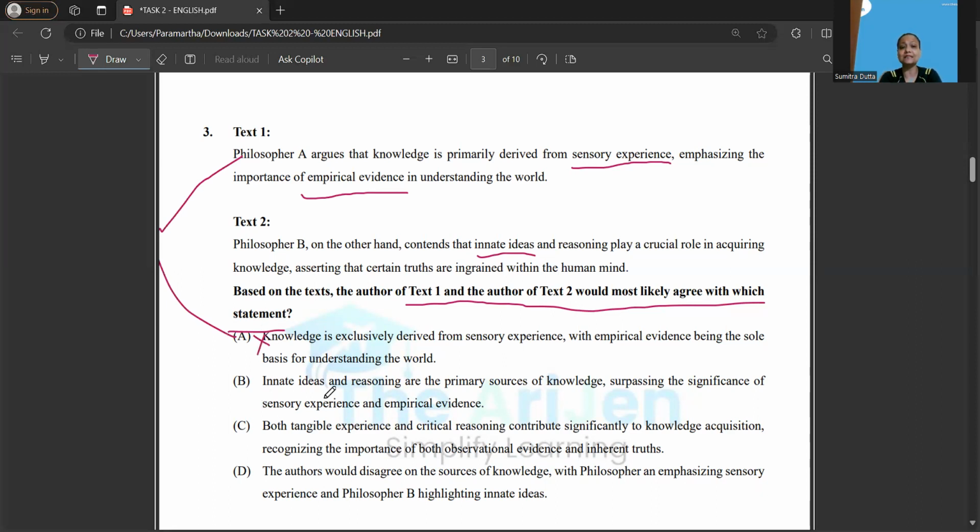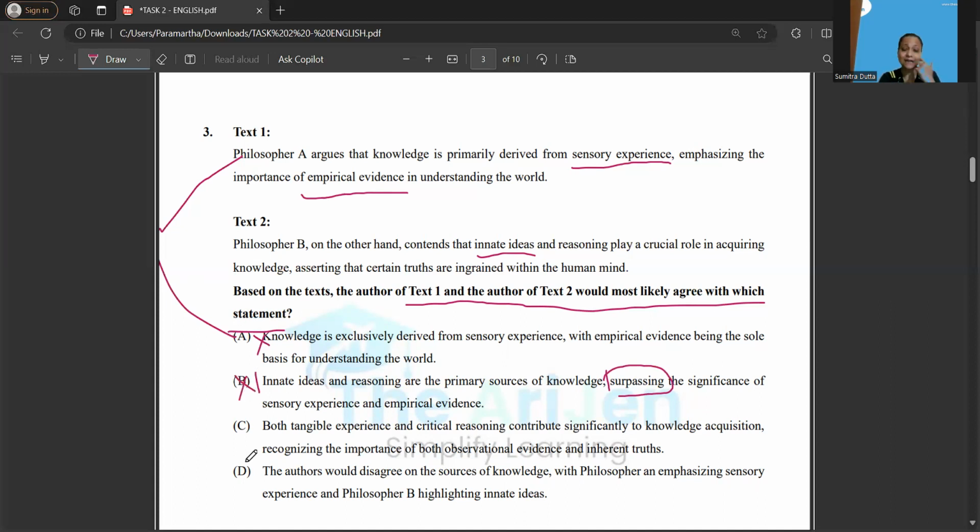Number B, innate ideas and reasoning are the primary sources of knowledge, suppressing the significance of sensory experience and empirical evidence. So this part is speaking about information in text 2. This word is a negative word having a negative connotation. This is completely overlapping the idea given in text 1. They're saying no, there is no sensory experience combined with empirical evidence. So this cannot be our answer.